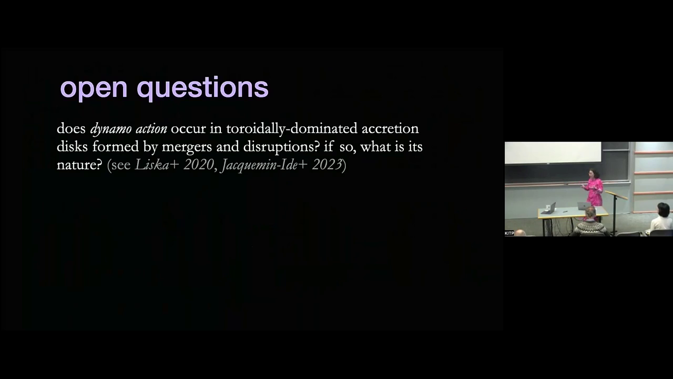So the questions that are left, and very well set up by Chris's previous talk: do we have dynamo action actually occurring in these toroidally dominated accretion disks formed in mergers or disruption events? And if so, what is the nature of that dynamo process? And there are very nice papers that were already referenced as well by Chris, by Matthew Liska, and then analysis of that simulation presented in Matthew's paper by Jonathan, that look more in detail into what is happening in this idealized disk scenario, not specifically applied to disruptions, but just you start with a very thin disk that is only threaded with toroidal flux.